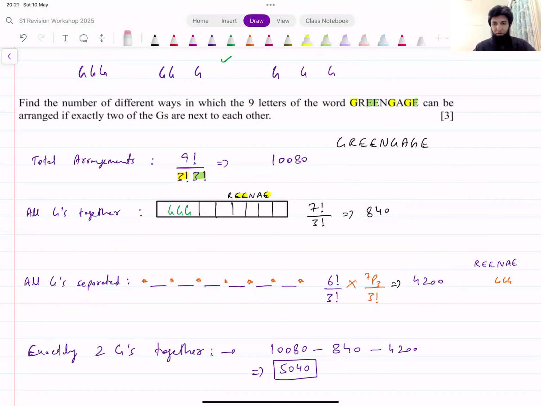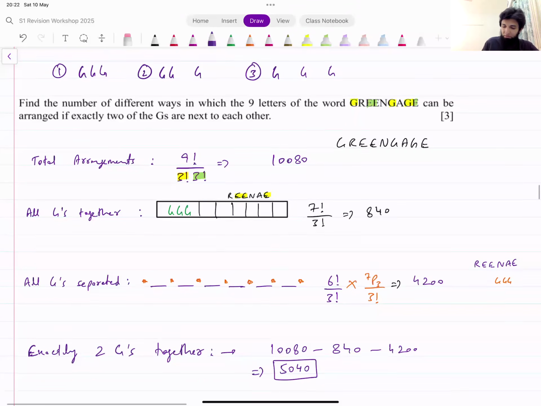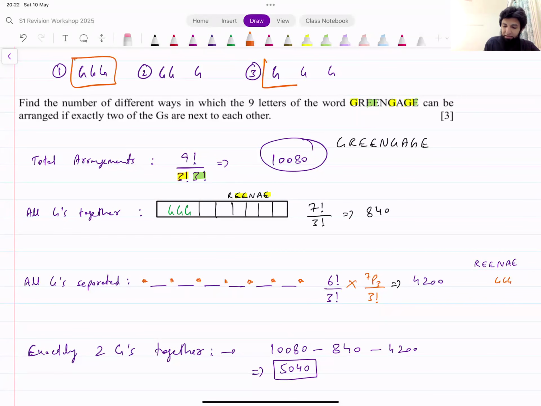We subtract from the total. How does this make sense? Because there are only three possible cases. We've got this possible case, all G's together. Second possible case, two G's together and one separated. Third possible case, all G's separated. These are the only three options that we've got. If we find the total, and we subtract from that this case and this case, what are we left with? The middle case, and that's what you want, right? We know how to find two of them, but we want the third one, so we can subtract the two that we can find from the total, and that gives us that middle case. That's one possible way of doing this.